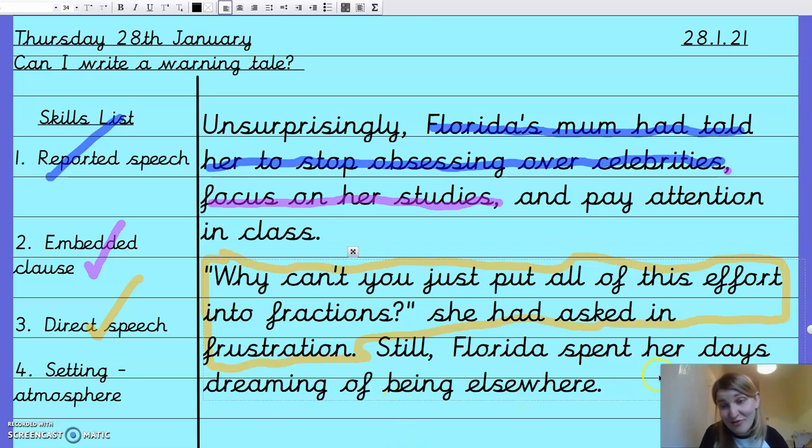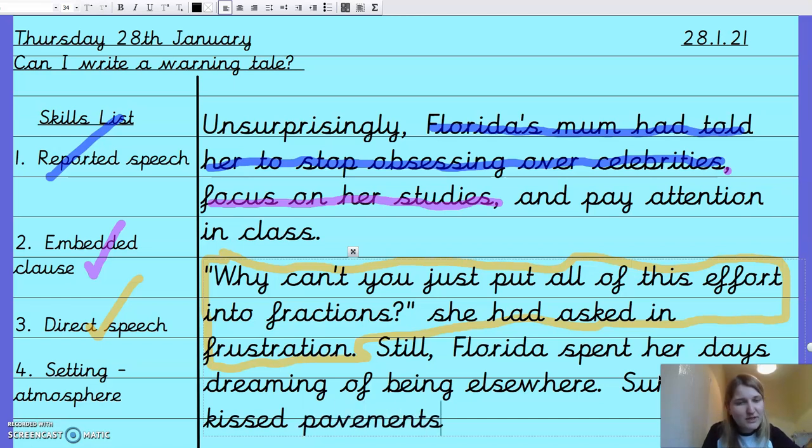We know that she's dreaming of LA, isn't she? So, I might say something like, sun, this is one of my favourite words, sun-kissed. It means it's being like touched by the sun. Sun-kissed pavements, honking cars. I've run out of room here, but honking. So my sentence might be sun-kissed pavements, honking cars, celebrities on every corner. Florida wanted to be in Los Angeles.